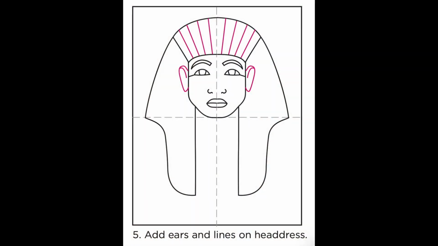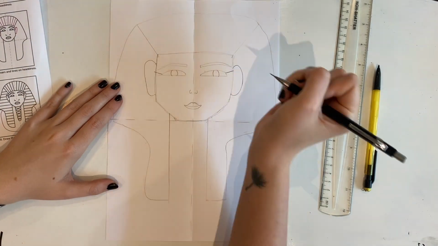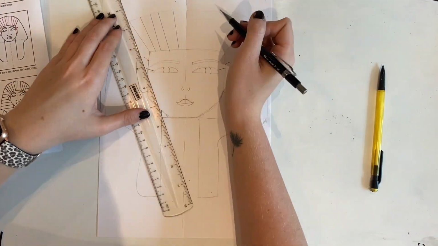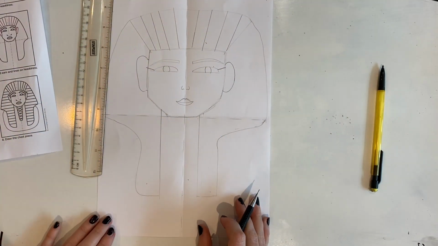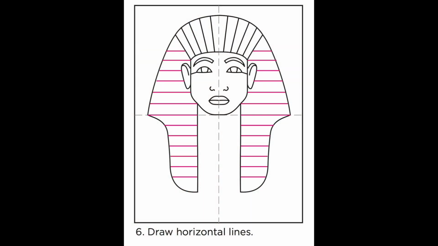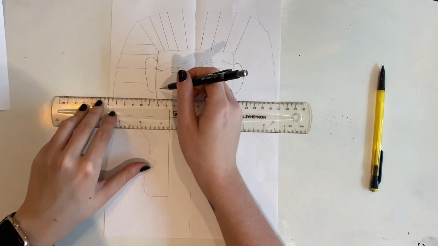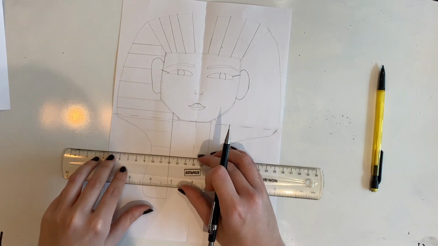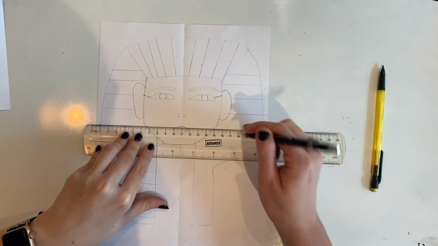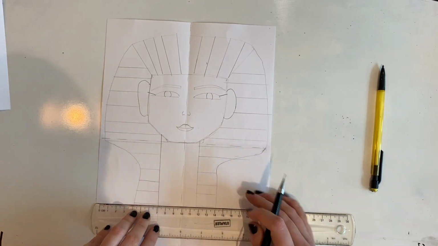Next, step 5 is to add ears and lines onto the top of the headdress. I'm going to use a ruler and make sure I draw the same amount of lines on each side. So I'm going to do 4 lines on each side. Step number 6 is to draw the horizontal lines. Again, I'm going to use my ruler to help me do my straight lines. In our illustration picture, I counted how many lines they had, and they had 13. So I'm also going to do 13 horizontal lines.